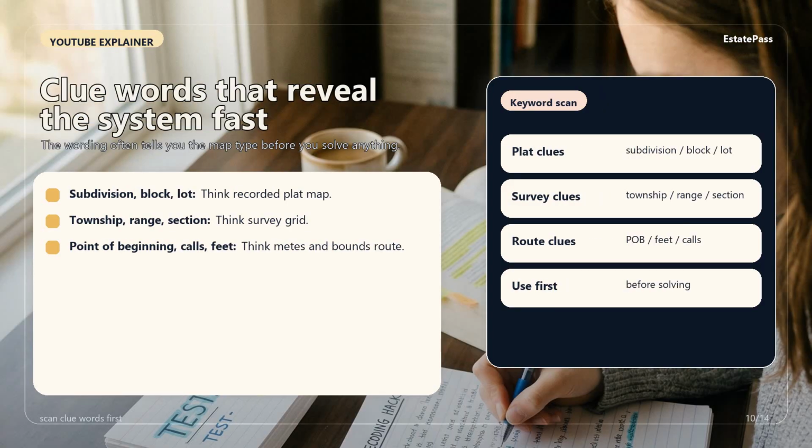Another fast exam move is to scan for clue words before you read every detail. If you see subdivision, block, or lot, you are probably in plat territory. If you see township, range, section, baseline, or meridian, that is survey grid language. If you see point of beginning, degrees, feet, or calls, that is usually metes and bounds.